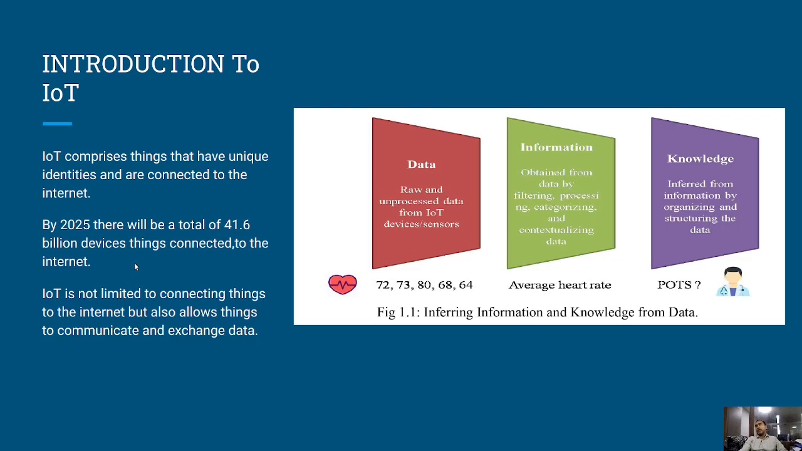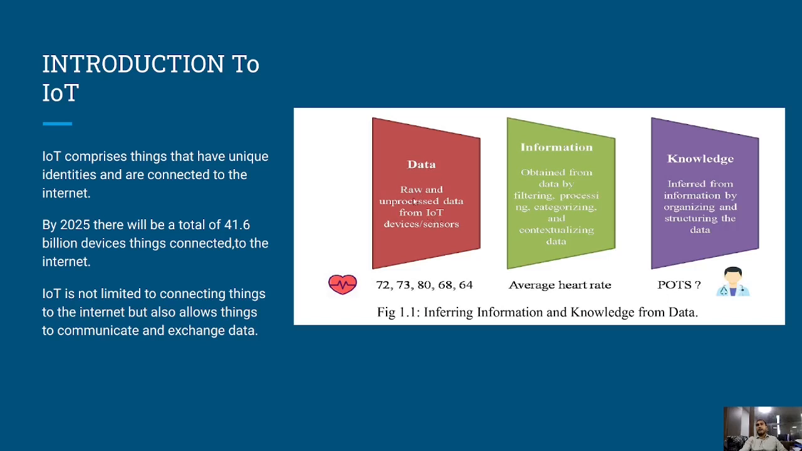Now IoT is not just limited to connecting these things to the internet, but also it allows things to communicate and exchange data so that we can take advantage of the data analytics and the machine learning techniques to make it smarter. So this diagram is a way in which the IoT system works.